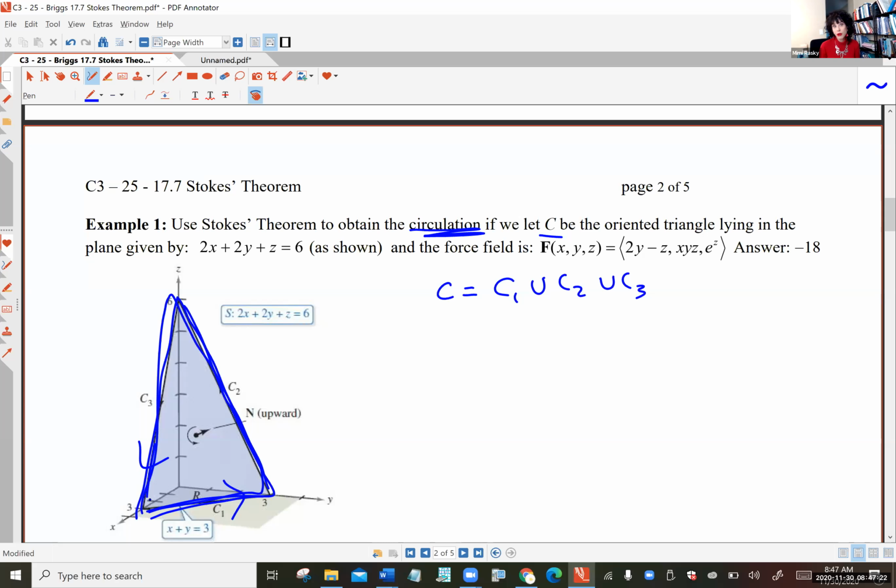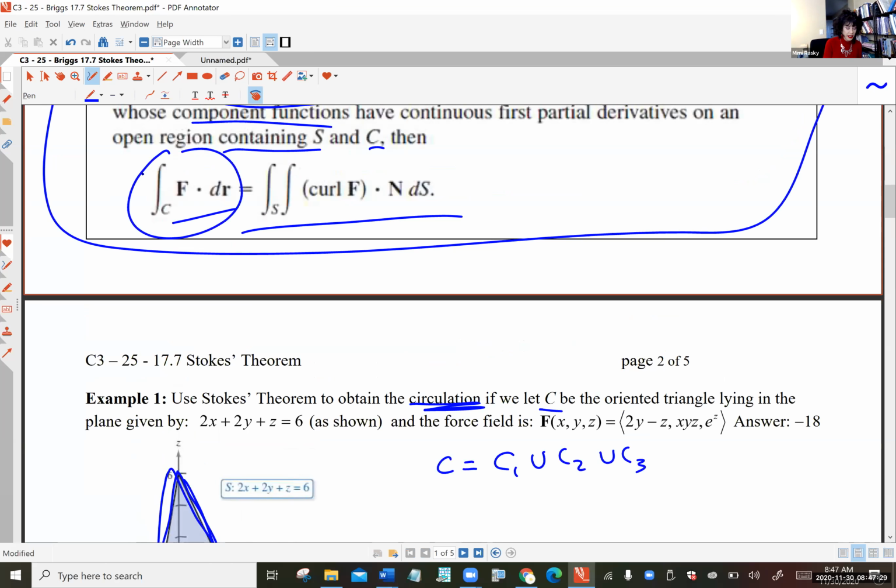And that would be one way to do it if you were asked to verify, say. But the claim is that I don't have to do this left-hand side with 3 separate line integrals. I'm going to do one surface integral. So that's what I'm going to do here.